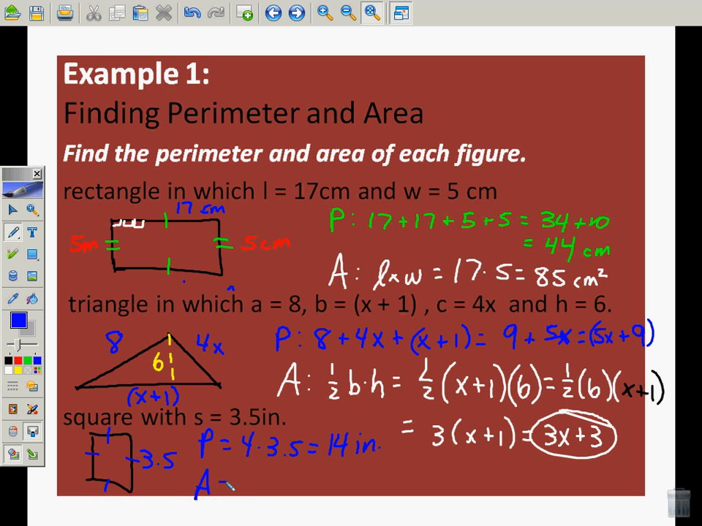And if I do the area, I know that I've got 3.5 times 3.5. It's okay to use a calculator there. So I'm going to go with 12.25 inches, and that's squared because it's in square units. Okay? So you see what we're working with here. It's a plug and chug kind of a thing. Plug and chug formula.